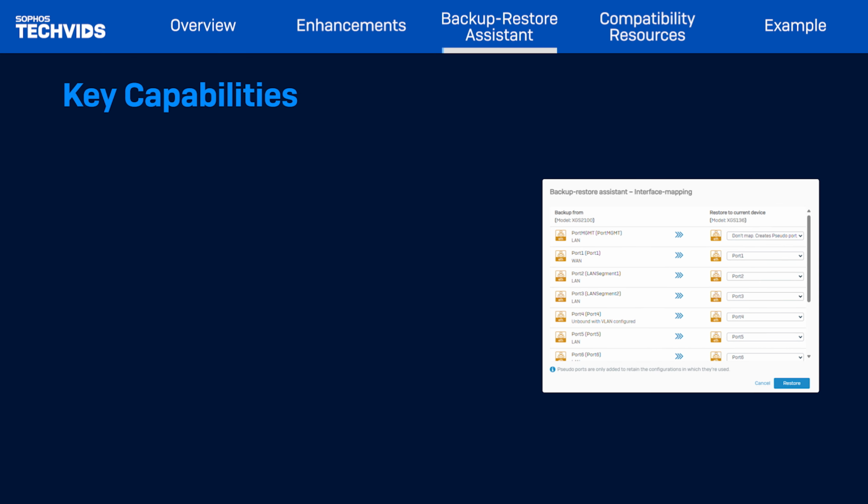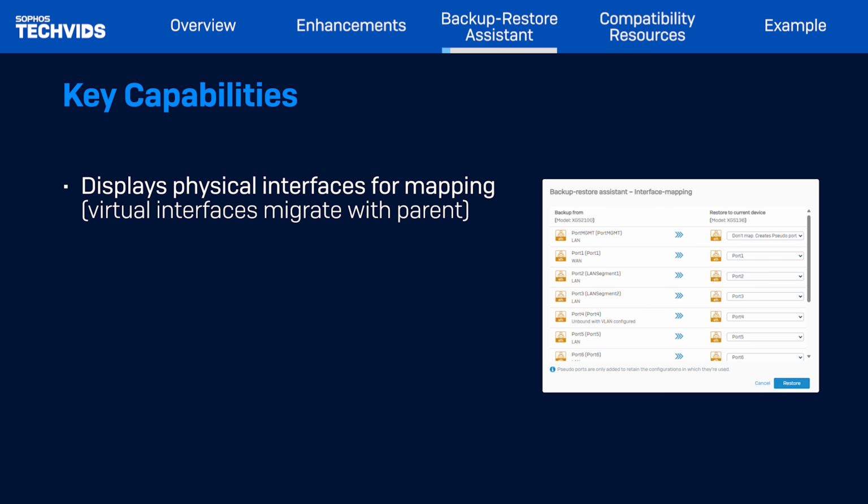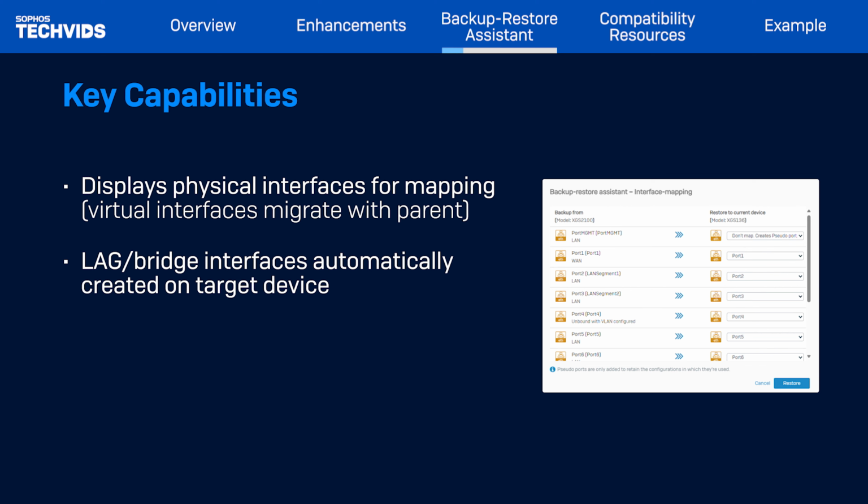Now, let's take a closer look at the Backup Restore Assistant. As mentioned, this is an interactive UI that displays physical interfaces for port mapping. Virtual interfaces like VLANs and aliases will migrate with their parent interface. For leg and bridge interfaces, the firewall automatically creates a leg or bridge on the target using mapped physical ports.